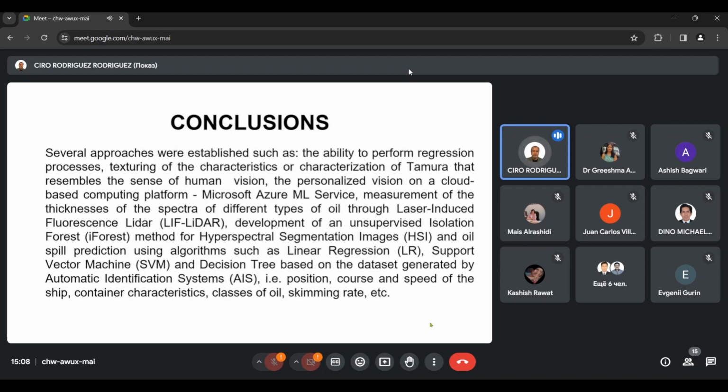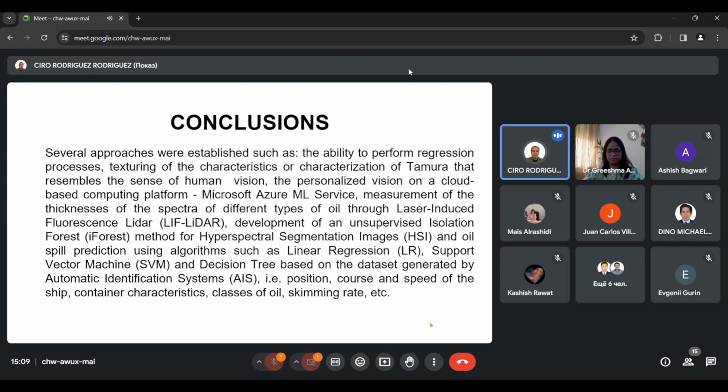So in conclusion, we found that there are several approaches that were established, such as the ability to perform regression processes and texturing, the characterization of Tamura that resembles the sense of human vision and the personalized vision in a cloud-based computing platform using Microsoft Azure with the machine learning service. The measurements of the thicknesses of the spectra of different types of oil through the laser-induced fluorescence LIDAR also are good technologies. So the development of an unsupervised isolation forest also is a method for hyperspectral segmentation images.